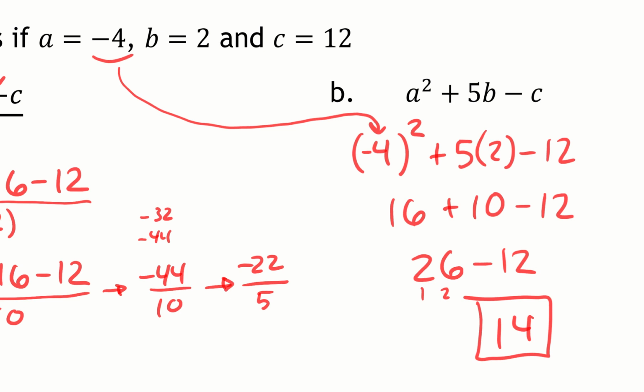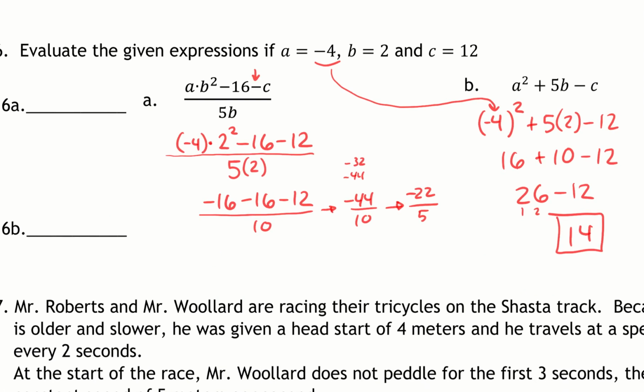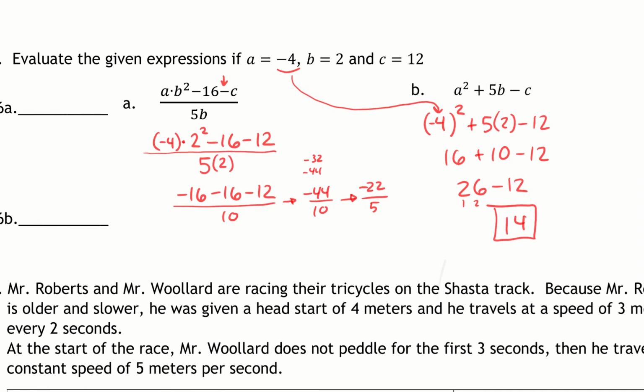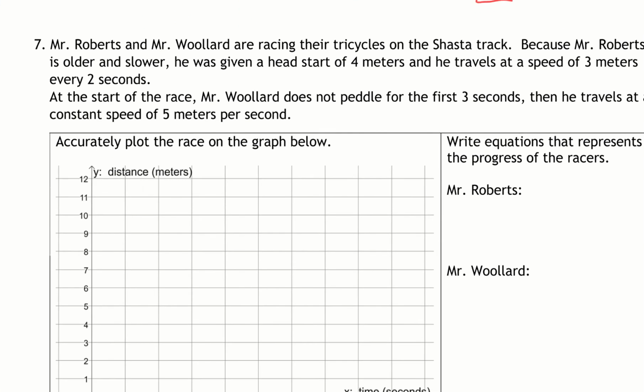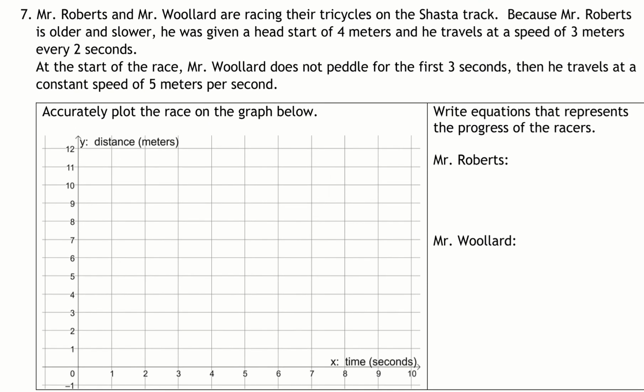All right, this is the last page. We're on to our second last question, number 7. Number 7 says, Mr. Roberts and Mr. Woolard are racing their tricycles on the Shasta track because Mr. Roberts is older and slower. I'll own it. He was given a head start of 4 meters, and he travels at a speed of 3 meters every 2 seconds.